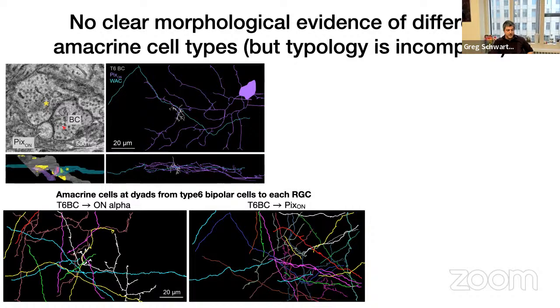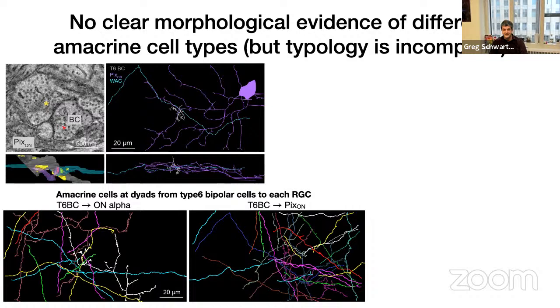You can't trace an entire amacrine cell in this volume, right? It's just a piece of an amacrine cell. So I am not claiming that these are the same amacrine cells, but we don't have enough evidence to reject the null hypothesis that they are. There's no clear morphological differences between the amacrine cells, at least.